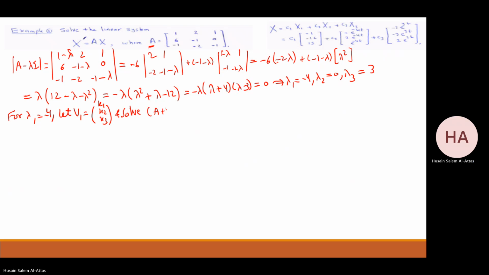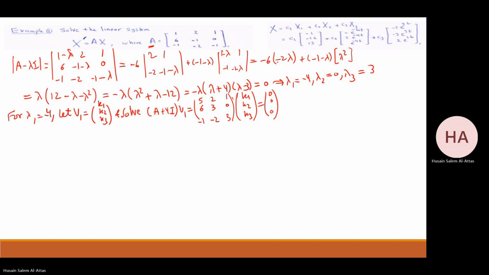A plus 4I, B1, which is 1 minus -4, 1 minus -4. That will be 5, 2, 1, 6, -1 minus -4. That will be 3, 0. I have -1, -2, -1 minus -4. That gives me 3. Times K1, K2, K3. That should equal 0, 0, 0.